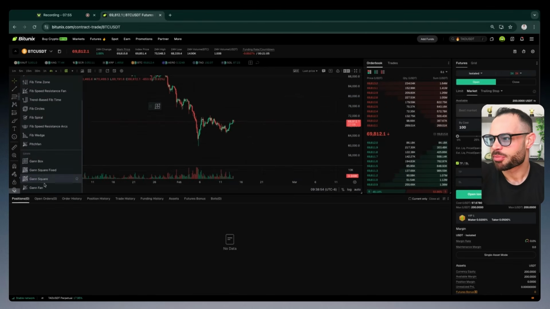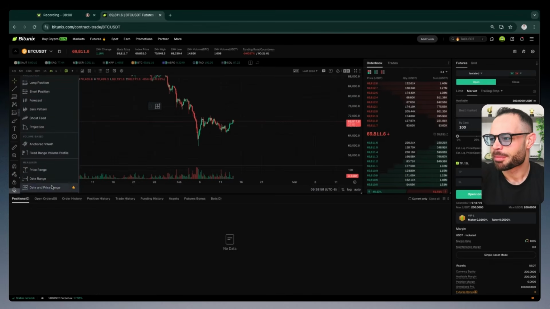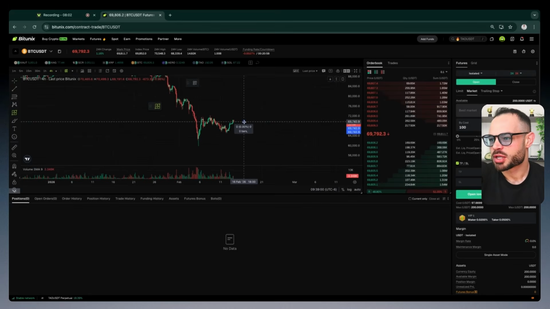And so if we bring up our measurement tool here on the actual chart, we can get a measurement from the price where we're at right now at $69,000. Maybe we only want to stomach a 5% drawdown to $66,000.